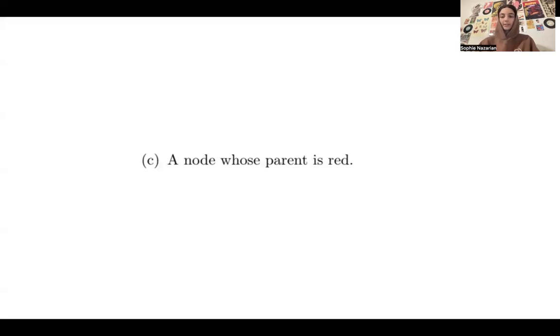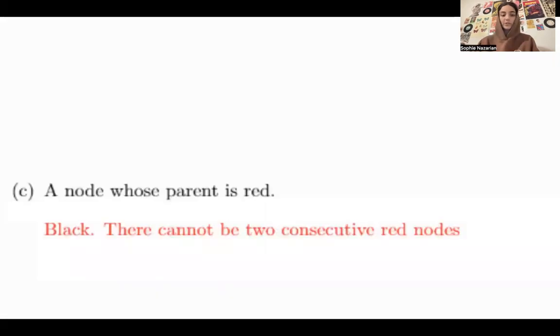Next, a node whose parent is red. Now, this is testing one of our key fundamentals of LLRB trees. One of the rules is we cannot have two consecutive red nodes. So we can't have a red parent and the child is also red. That is breaking a rule. Because this is asking about valid LLRB trees, the answer for this is going to be a black node, because there cannot be two consecutive red nodes.